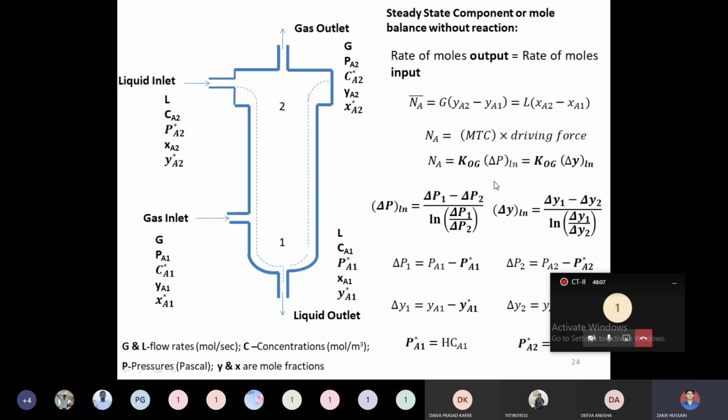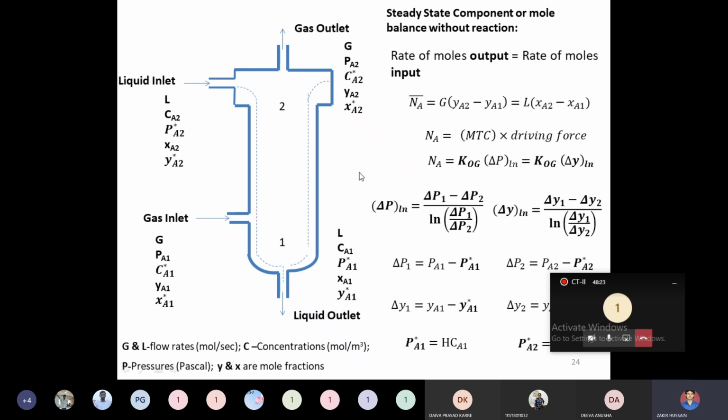You may see this type of equation in heat transfer also, where you can see logarithmic mean temperature difference in the counter current heat exchanger or in cross flow heat exchangers. You will encounter the logarithmic mean temperature difference.